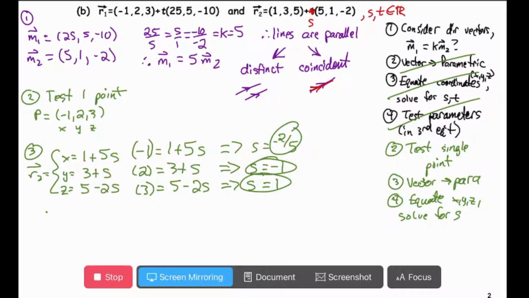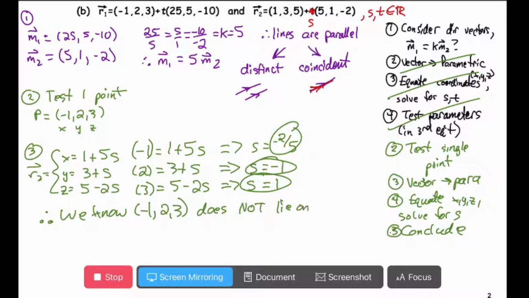So therefore, we'll conclude, therefore, we know that the point negative 1, 2, 3 does not lie on the line R2. And if you check the completed copy of the notes on our Brightspace, you'll notice there's a slightly different method used to answer this question. That's totally fine. I just wanted to mix it up and do it a little differently.